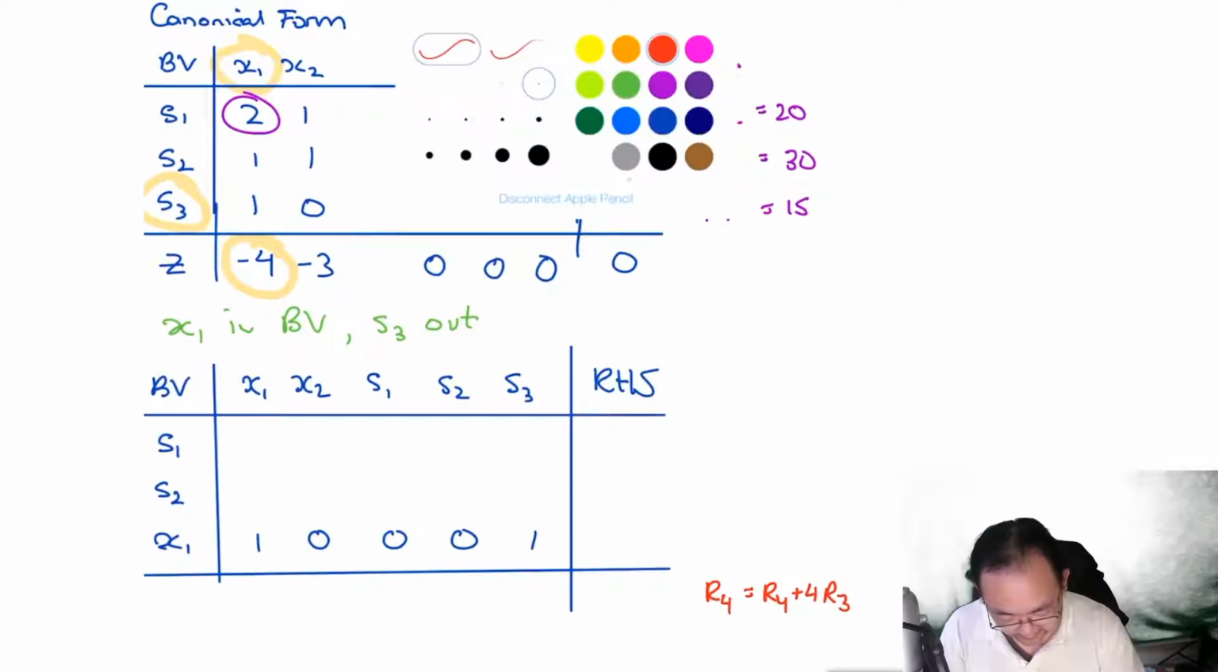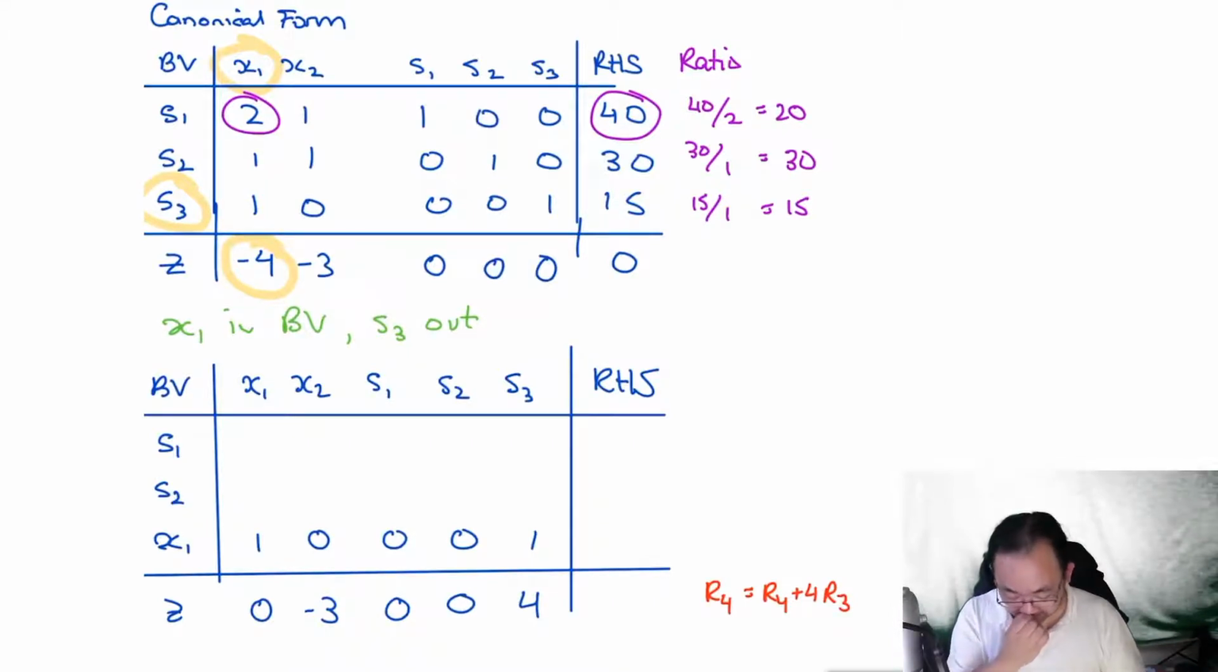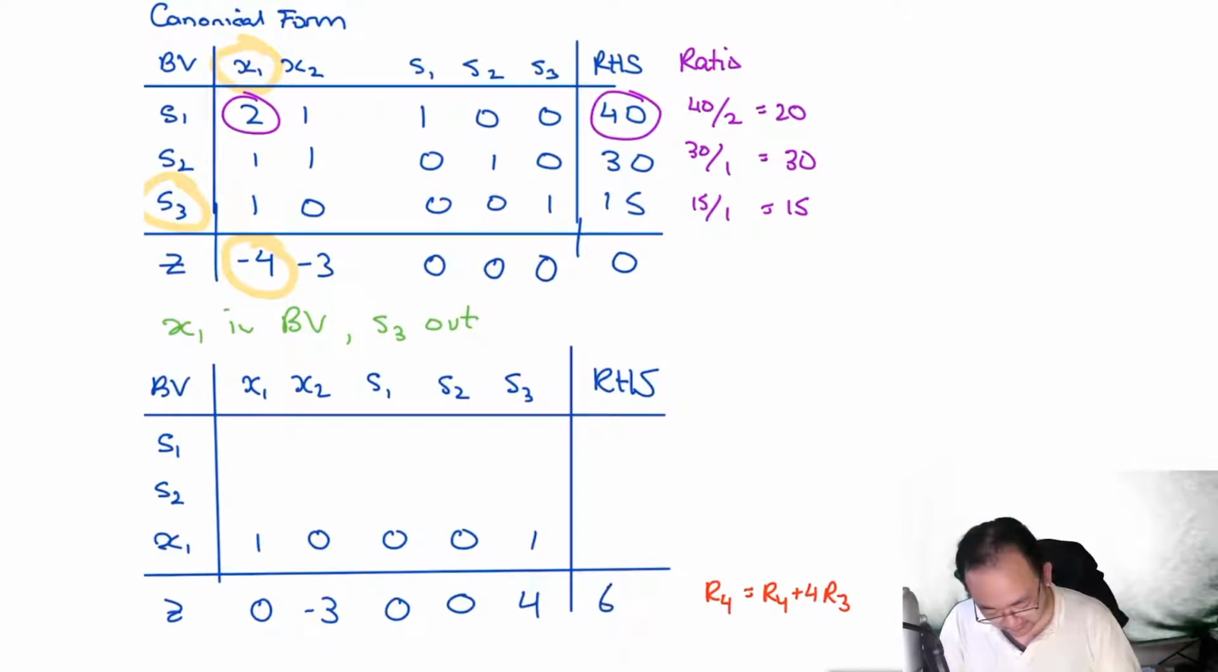So what's going to happen is that we've got the z here, and then we're going to have 1. Then 4 times the pivot row plus minus 4 is going to be 0. There's 0 here, so the minus 3 remains the same. The zeros stay 0 again, and then that's going to be plus 4, so 4 plus 0. And then 15 times 4 is going to be 60. And then we've got the 0 done.